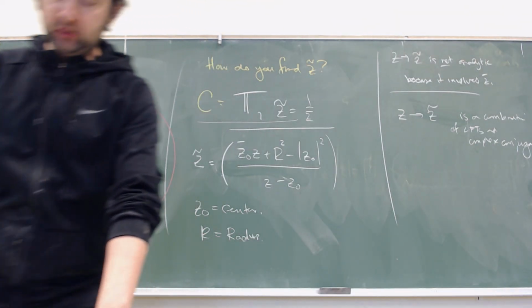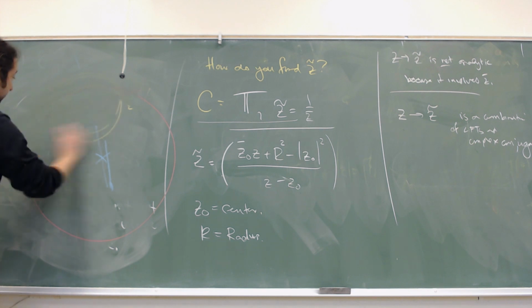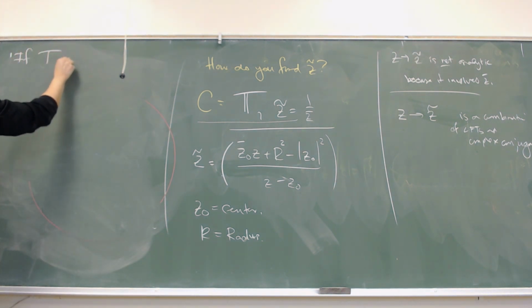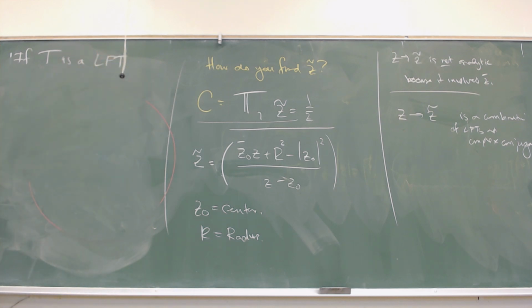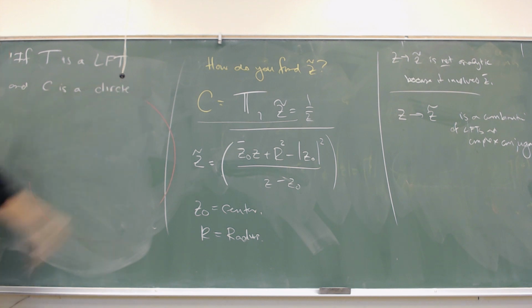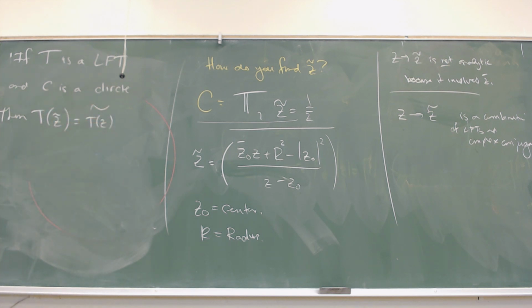Okay, so what other features does this map have? The nicest thing about reflections is this. If T is a linear fractional transformation, and C is a circle, then T of the reflection of z is equal to the reflection of T of z. That's because of the angle preserving properties of linear fractional transforms.